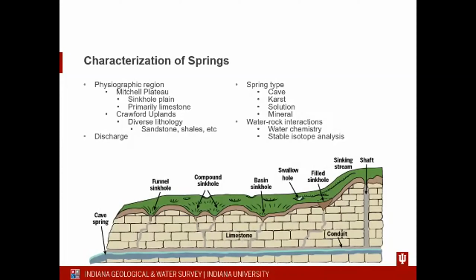We're also delineating springs by order according to their discharge rates, identifying them as cave, karst, mineral, or otherwise. And we also expect that the water-rock interaction type will be identifiable through the water chemistries, and that will be supported by our sulfur and carbon isotope analysis.